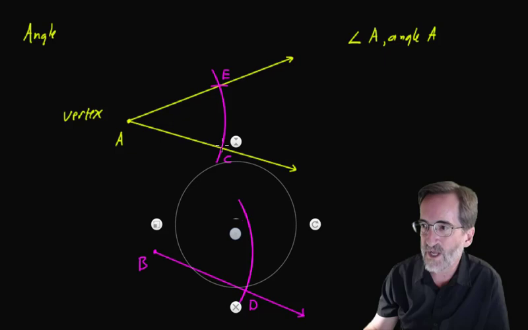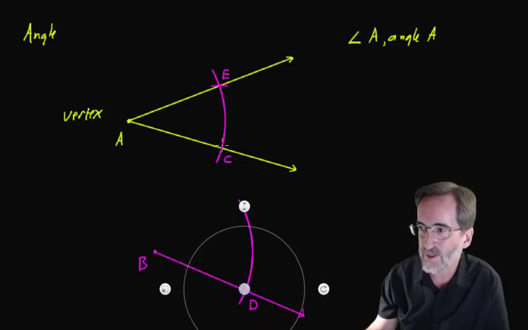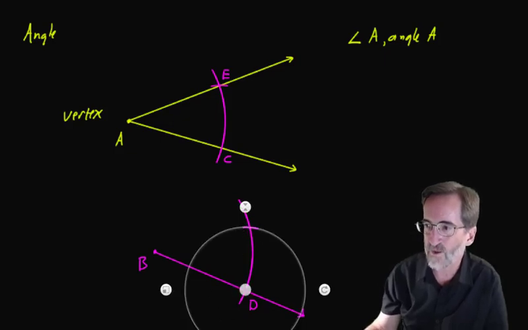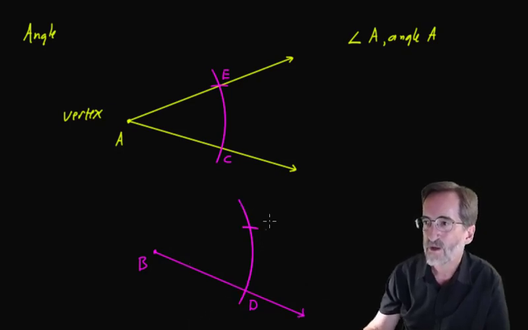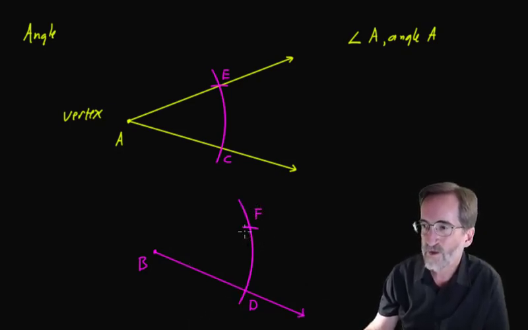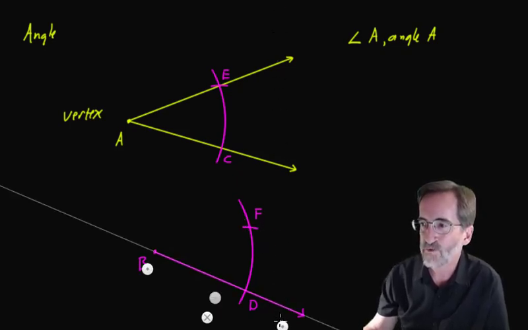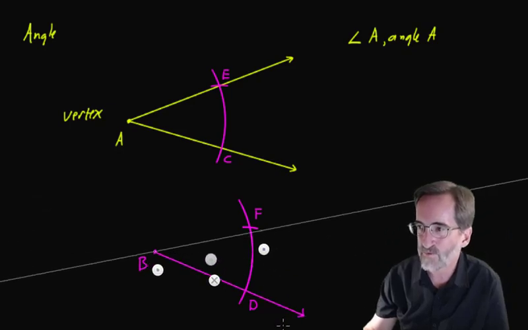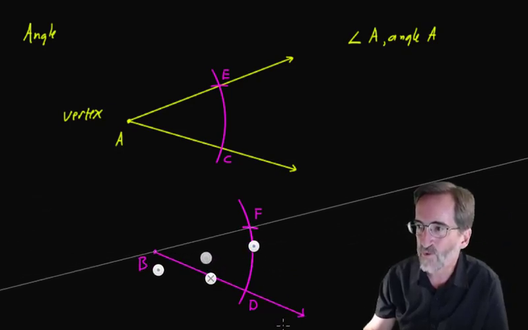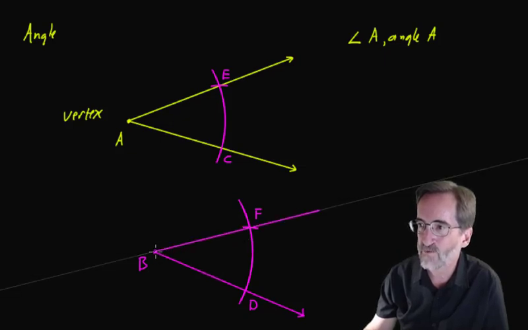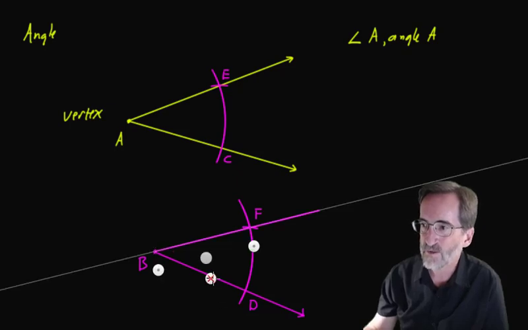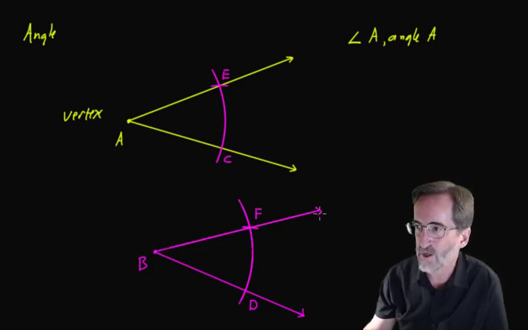Keep my compass the same size, and I'm going to put my compass point on D, and I'm going to draw an arc out here crossing the arc that I drew previously. Label that point F. The intersection of two arcs determines a point. Now I'm going to draw a ray from B through F. And notice, by the way, it takes 2 points to determine a ray, a segment, or a line.